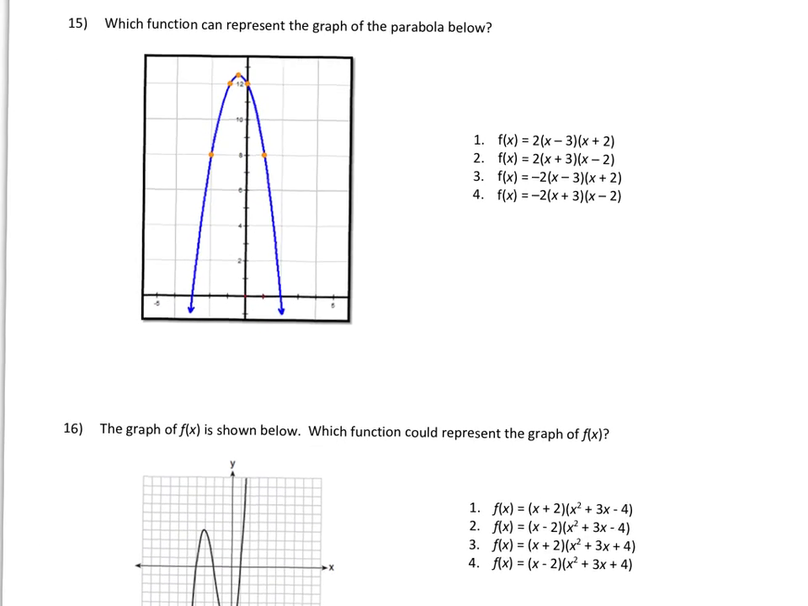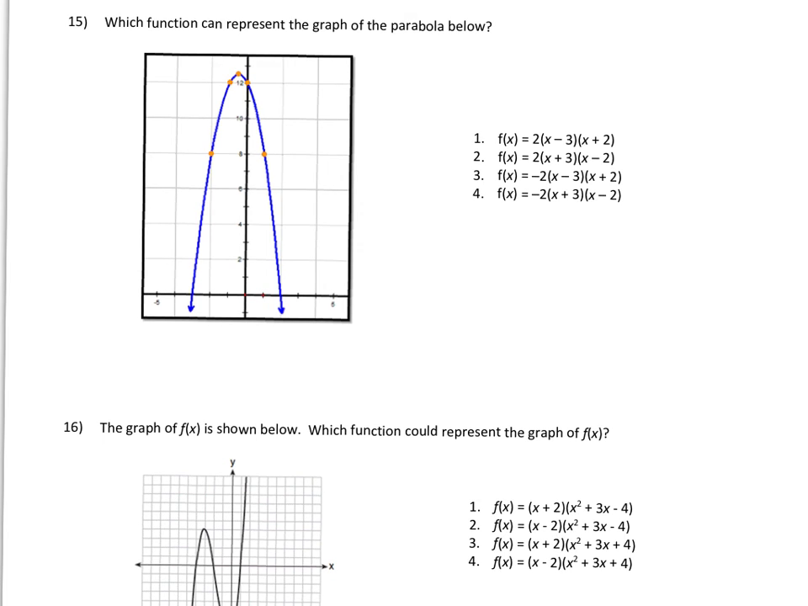All right, so we see that we have zeros at x equals -3 and x equals +2. Okay, so the factors that correspond would be x plus 3 and x minus 2, right? Again, we just reverse the signs. So it cannot be choice 1 or choice 3. So I'm going to just cross those off to get those out of there. So basically we're deciding between choice 2 and choice 4.